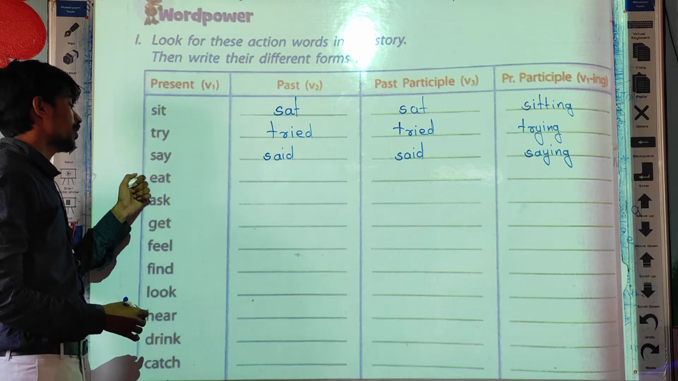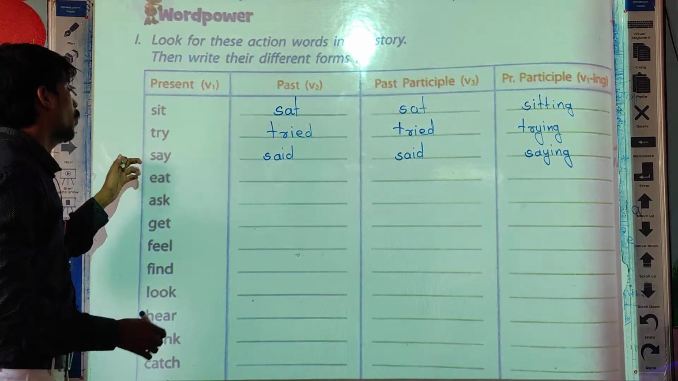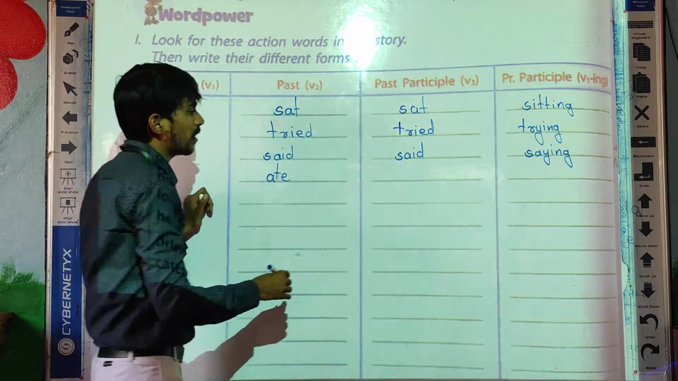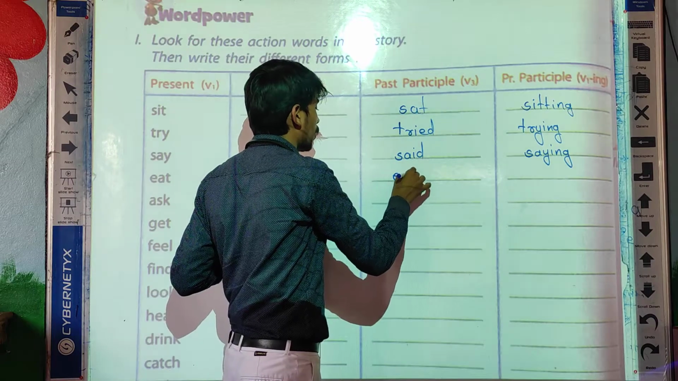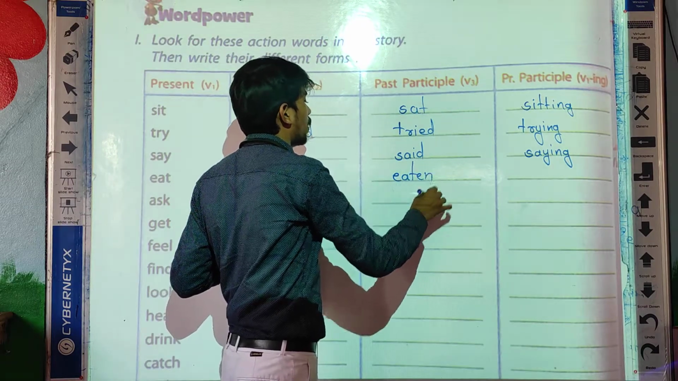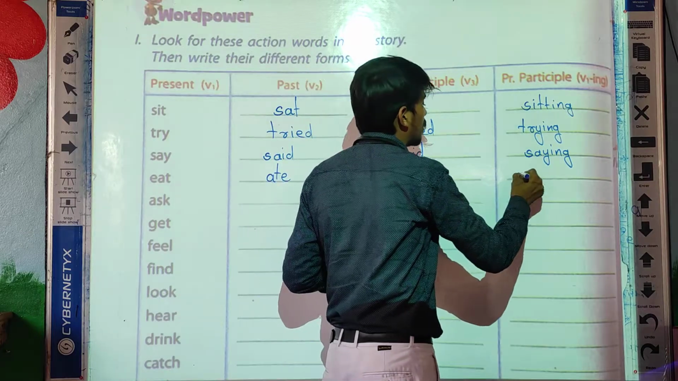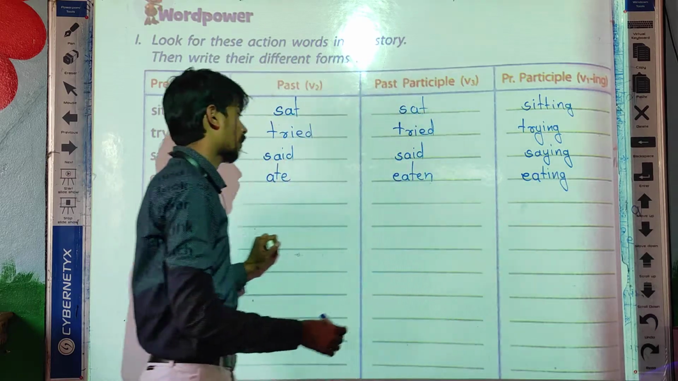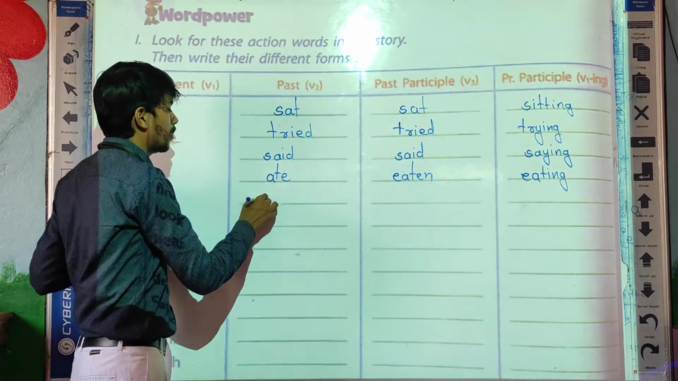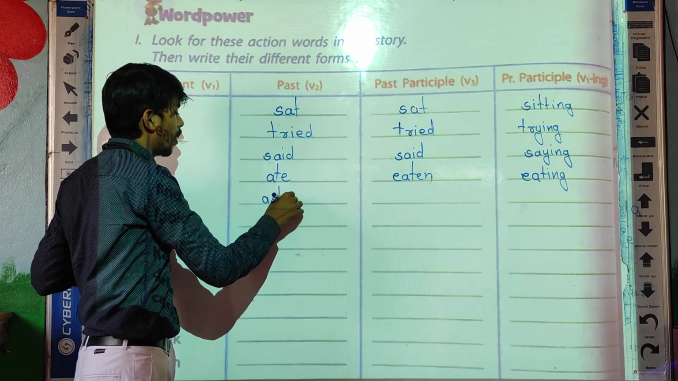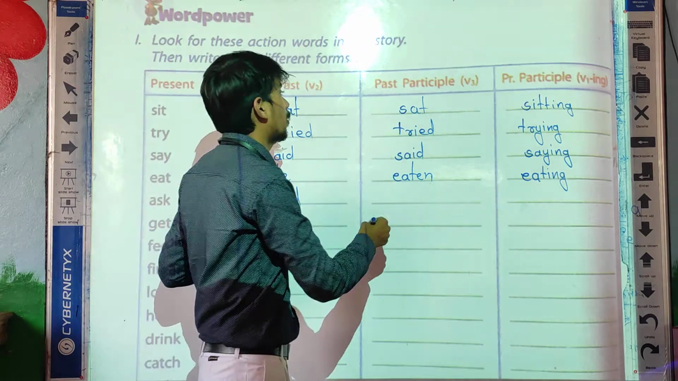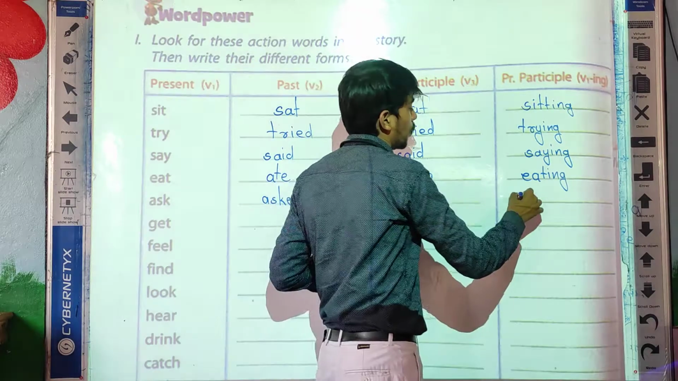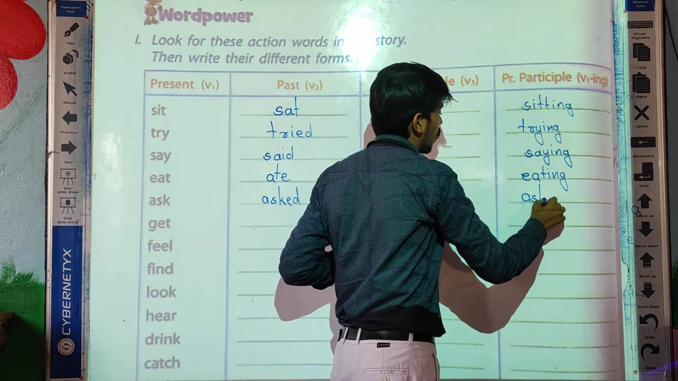Let's eat. Next word for this, eat. What is the past of eat? Ate. Eat, the past participle, eaten. Eat, ate, eaten. And present participle, eating. Next, ask. What is the past of ask? Asked. Ed we have to add. Past participle also asked. And present participle asking.